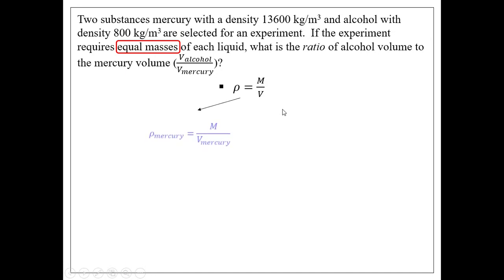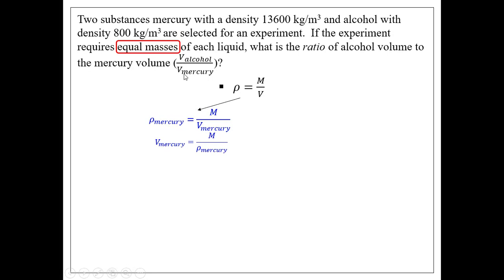I'm just going to apply this function a couple of different times here, one for mercury, one for alcohol. The first one I want to do is mercury. So the density of mercury is equal to mass of mercury over volume of mercury. But as you can see, the numerator doesn't have a subscript because it says equal masses. At this point, if you want, you can put a mass of mercury, but just know that the mass of mercury is also the same as the mass of alcohol because it said so. Okay, but I'm just going to leave the subscript out because I like to leave subscripts out when things are the same.